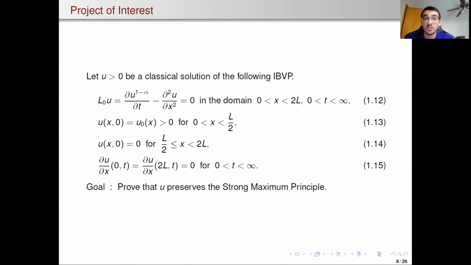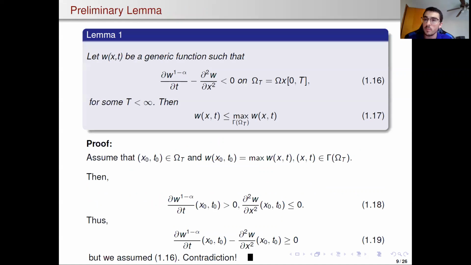So here's our project of interest, and we're going to let u be greater than 0 be our classical solution to this IVP. So our goal is to prove that u preserves the strong maximum principle and thus has the finite speed of propagation property. So to begin, we're going to prove the weak maximum principle.